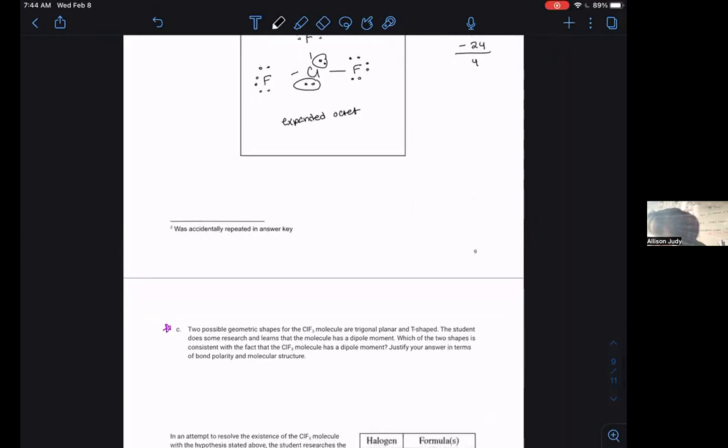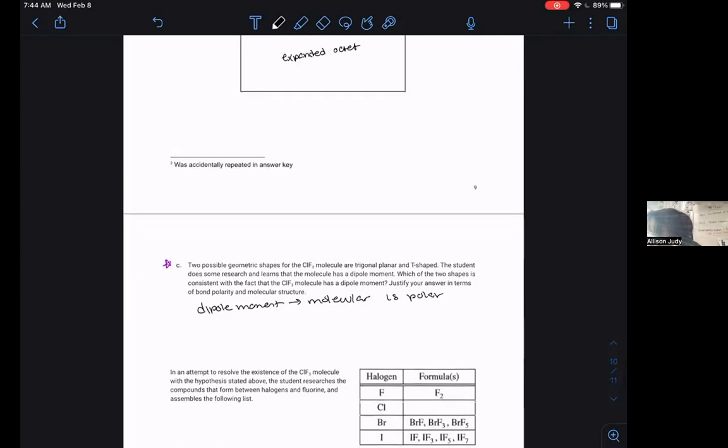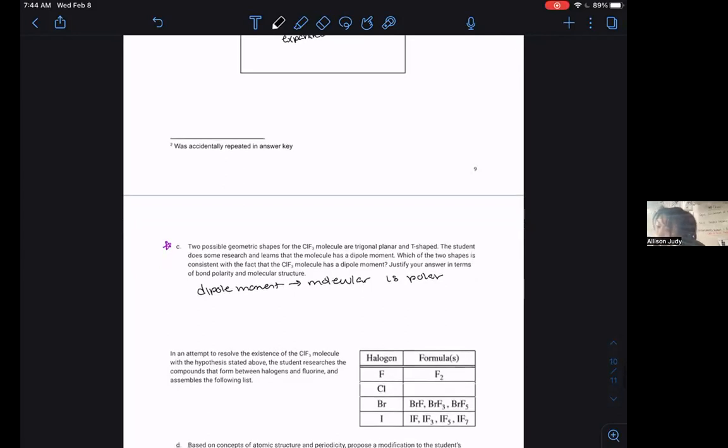The student does some research and learns that the molecule has a dipole moment. A dipole moment tells me that the entire molecule is polar. We have a sum polarity between all the interactions of the relative electron domains. We have a sum vector, for those of you that are into physics. Which of the two shapes is consistent with the fact that the ClF3 molecule has a dipole moment? Justify your answer in terms of bond polarity and molecular structure.